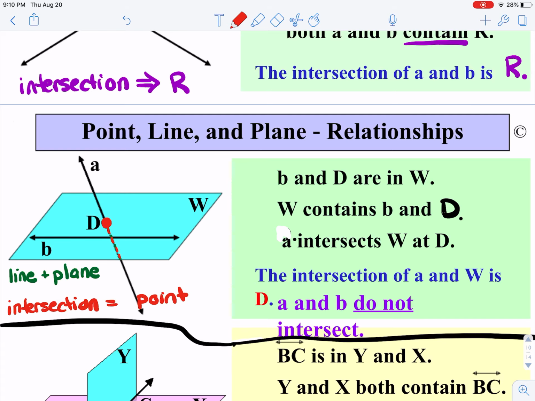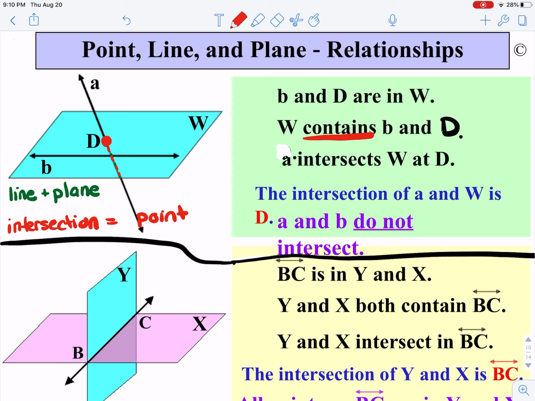You can say that plane W contains both line B and point D. A intersects W at D, which is what I was saying down here. A and B, so you understand, do not intersect. It kind of looks like they do in the picture, but if you imagine the piece of paper stabbed by the pencil, unless that pencil got stabbed right on point B, if point D was actually here on the picture, then you would know that A and B intersect, but it's not there. It's a different point of intersection.